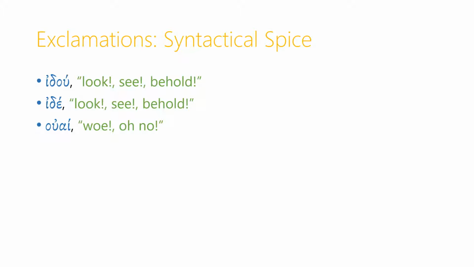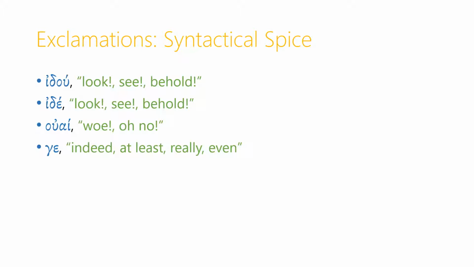On the other hand, if something terrible happens, then you might say, ouai. No, you're not asking why, although you might want to do that as well. Ouai means woe, using Old King James language, or oh no, or it's terrible. It's just an expression of dismay.